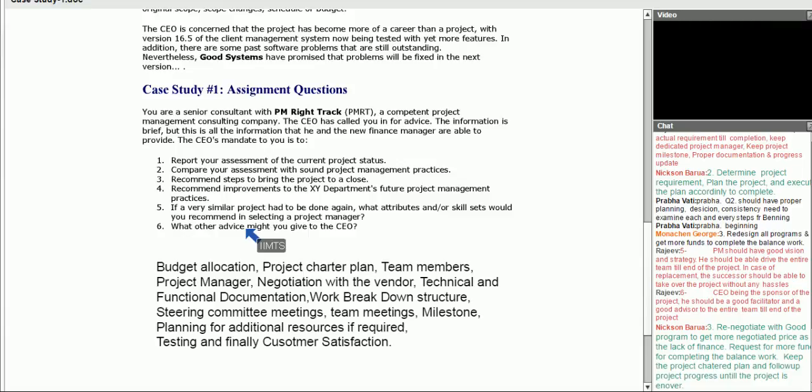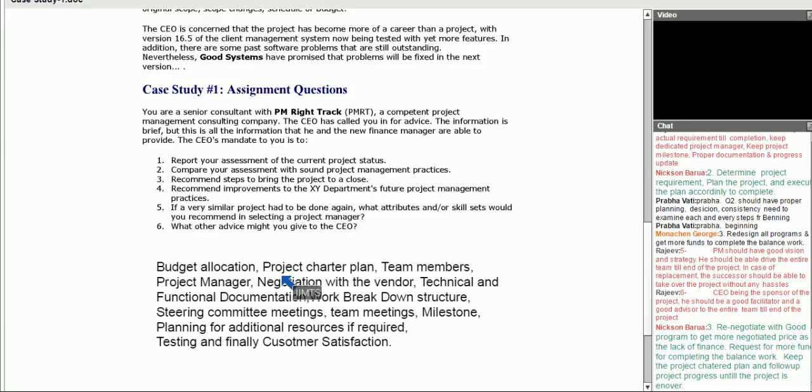What are the keywords which you have to remember while going through this particular case? One is the budget allocation, then you have to design a project charter plan. Project charter plan is the plan for your project, how you will move in the project. Then your team members, your negotiation with the vendors, your technical and functional documentation, your work breakdown structure, your steering committee meetings, your team meetings, your milestones, your planning for additional resources if required, testing, and finally the customer satisfaction. So these are the keywords which you have to remember.